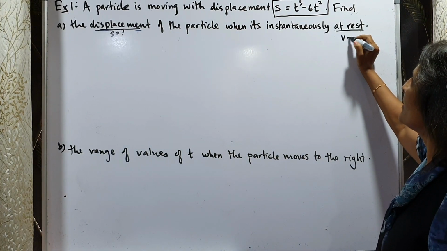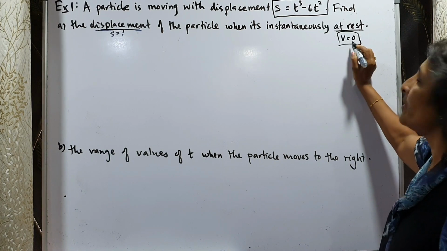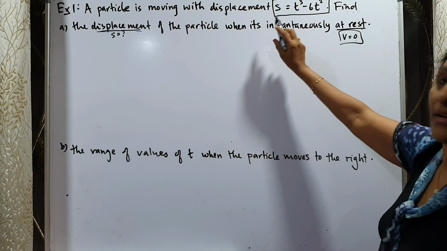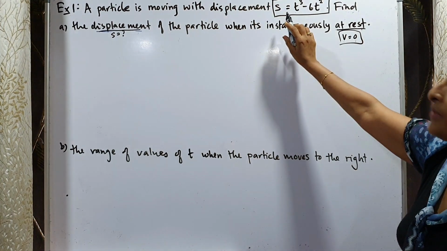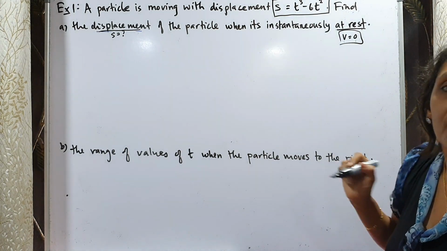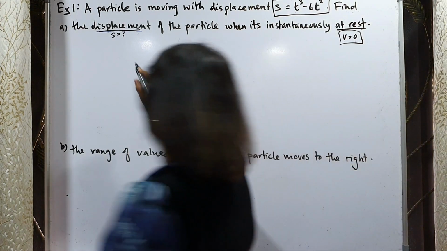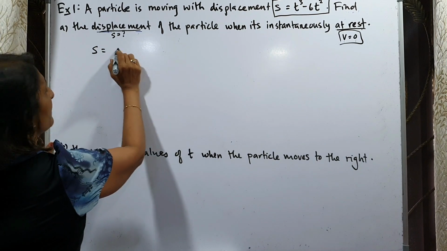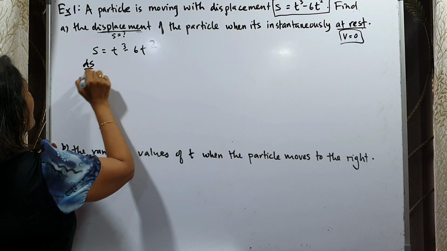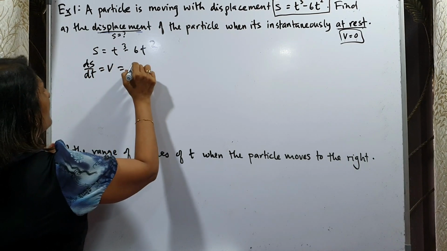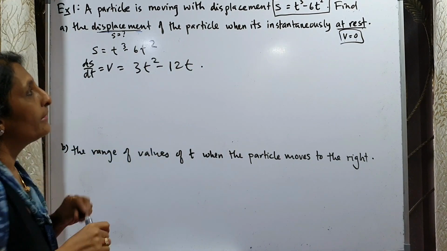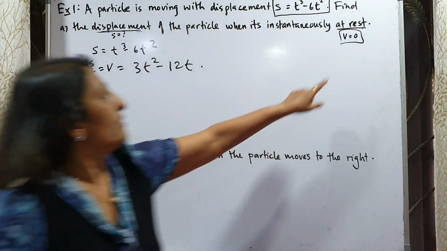So when it's at rest, remember v is equal to 0. You're going to use this. But now you want to use v equals 0, and you don't have v in the question, right? So you need to find the v first. How do you get v from s? We differentiate. So this is your s, 3t cubed minus 6t squared. You do ds over dt, which is the v. You get 3t squared minus 12t.